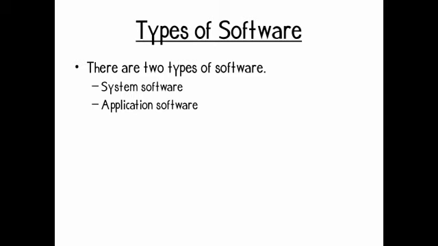So software. Software also is divided into two types. The first is referred to as the system software, while the second is referred to as the application software.